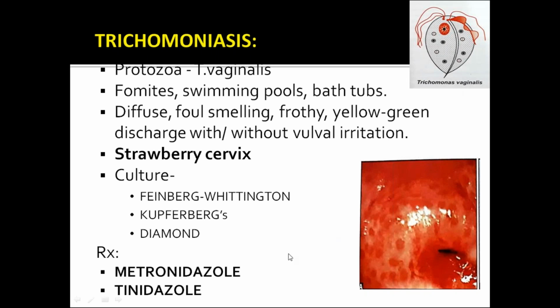So it is motile. Usually it is transmitted from fomites, swimming pools, bathtubs, and the patient presents with foul smelling discharge, and it is frothy yellowish green discharge with or without vulvar irritation. It is called a strawberry cervix. Typically diagnosis is by culture: Feinberg-Whittington media, Kupferberg's media, and Diamond media. This is the culture, and treatment is with metronidazole and tinidazole.